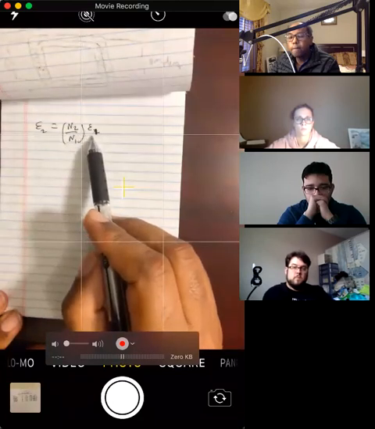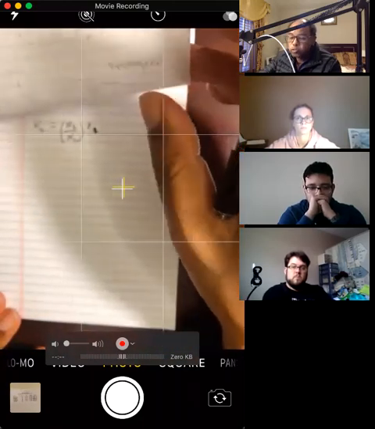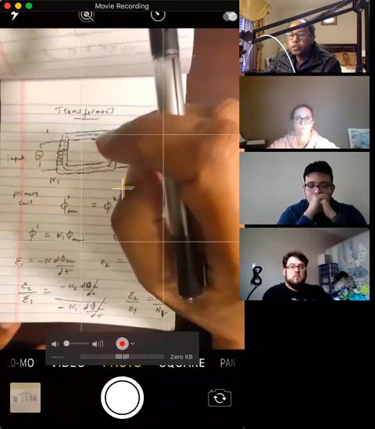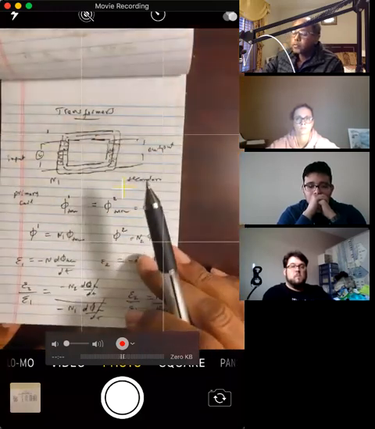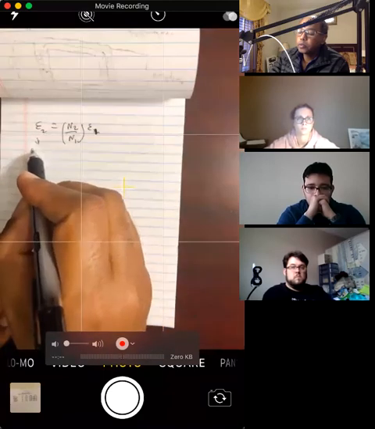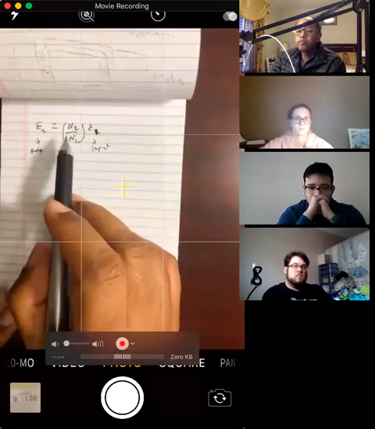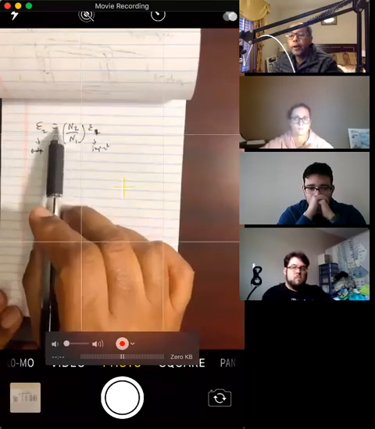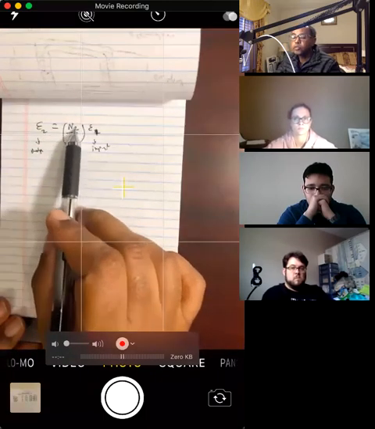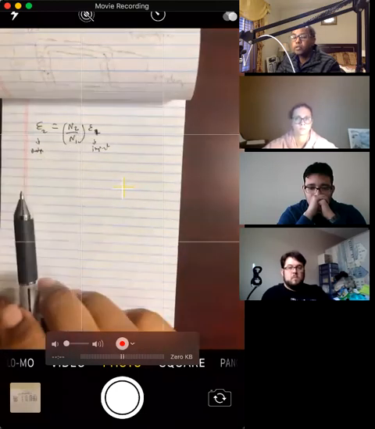If this is used to increase the voltage, the transformer is called a step-up transformer. If it is used to lower the voltage, it's called a step-down transformer. So that's how a transformer works. This is the output over here, and this is the input over here. You can control how much you get from the output by just controlling the number of turns. If you use N2 less than N1, you'll decrease the voltage. If you use N2 greater than N1, you'll increase the voltage.